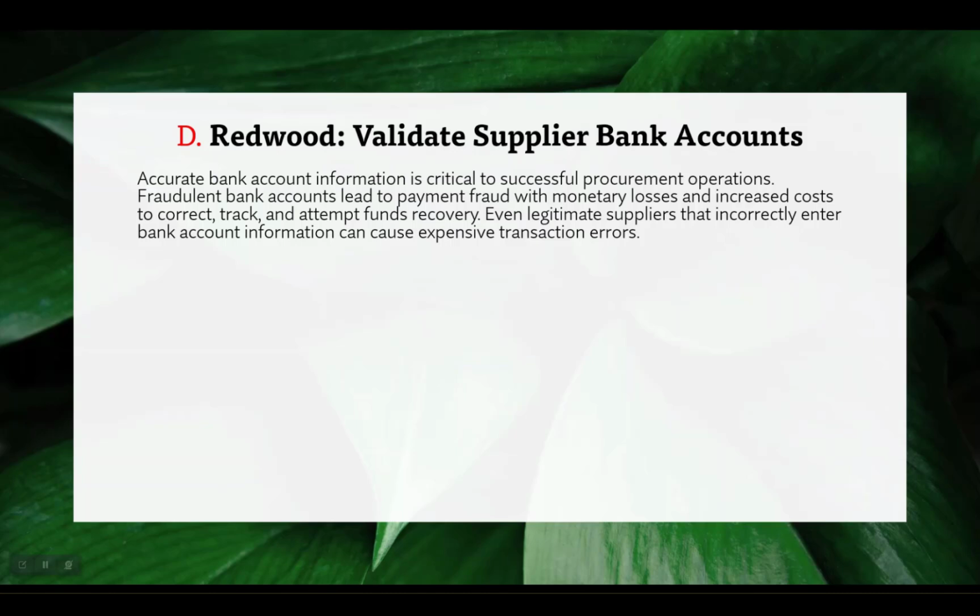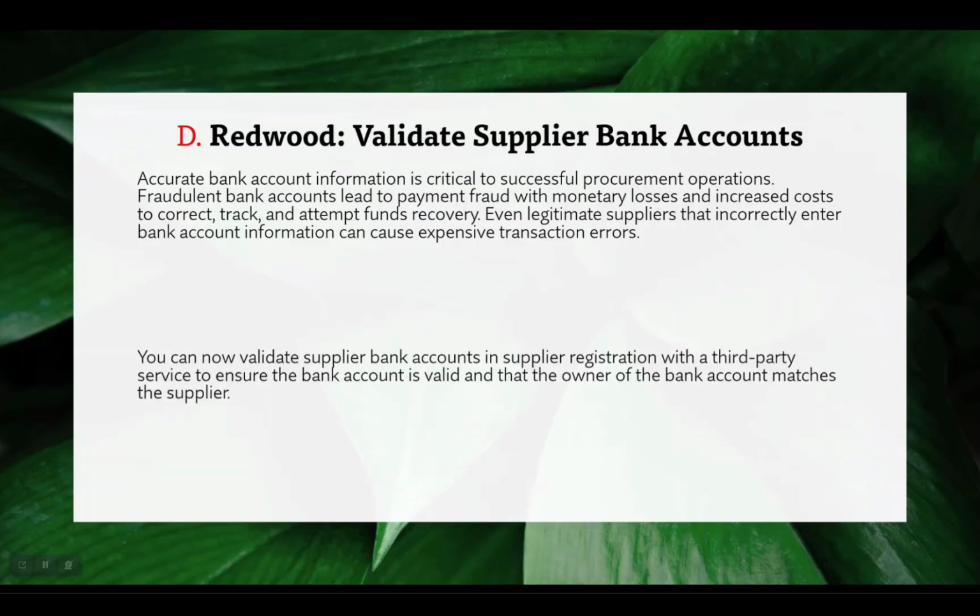As you know, for procure to pay or direct invoice or whatever, once you make an invoice, you have to make a payment. This payment goes to the supplier bank account. If this bank account is wrong, maybe there are fraud transactions or you lose money. Now Oracle Cloud allows you to validate supplier bank account details before processing the payment.